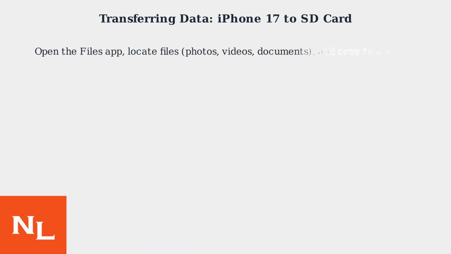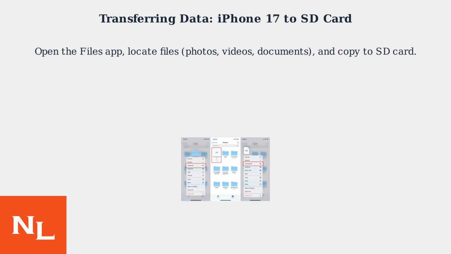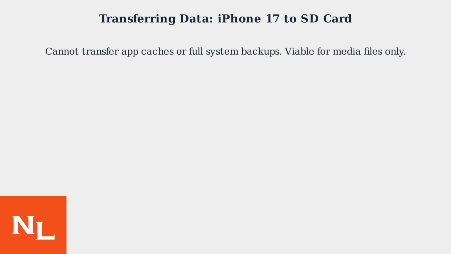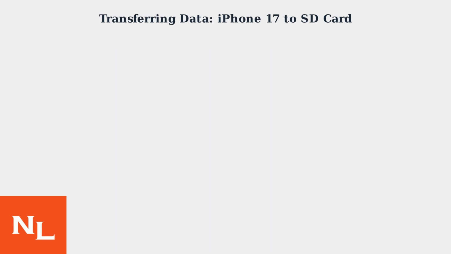Open the Files app, locate the files you want to transfer, such as photos, videos, or documents, and copy them to the SD card. Note that you cannot transfer app caches or full system backups this way. This method is viable for media files, but not a primary workflow.